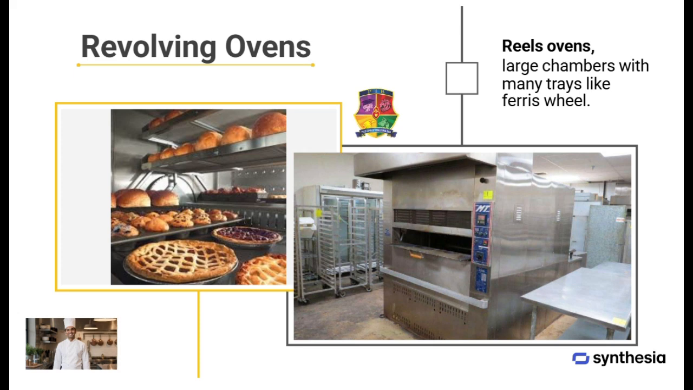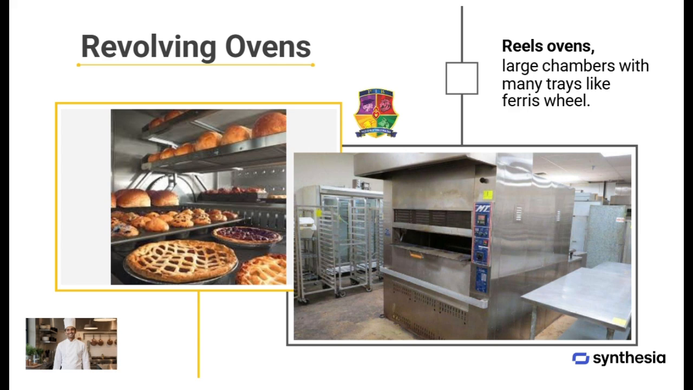Now, let's move to another type of commercial oven, the revolving oven, also known as a reel oven. The main characteristic of this oven is its large baking chamber with multiple trays that rotate continuously, similar to a Ferris wheel. The rotating tray system helps expose the products to heat more evenly during the baking process. This makes the oven particularly suitable for large-scale bakery production, where many products need to be baked at the same time. As we can see in the images, this type of oven can accommodate different bakery products, such as bread, cookies, and pies in multiple trays.